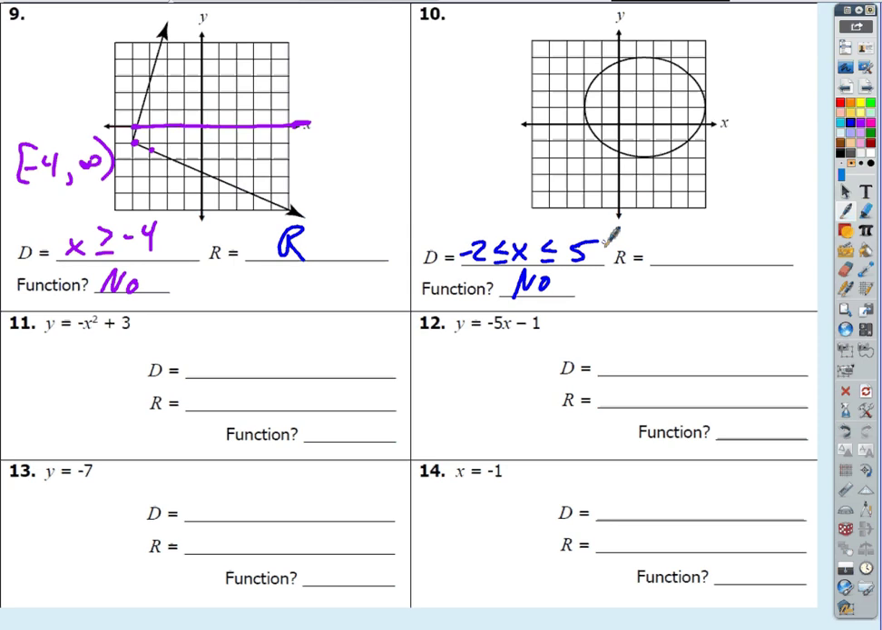Now, why do we include the endpoints there? Because there are places where, when the ant is walking around this ellipse, the ant actually has an x-coordinate of negative 2. There's one point. And there's one point right there where the x-coordinate is 5. And then he's going to walk all the x values in between. If I squeeze this thing onto the x-axis, those are the x values that we'd have on the x-axis.